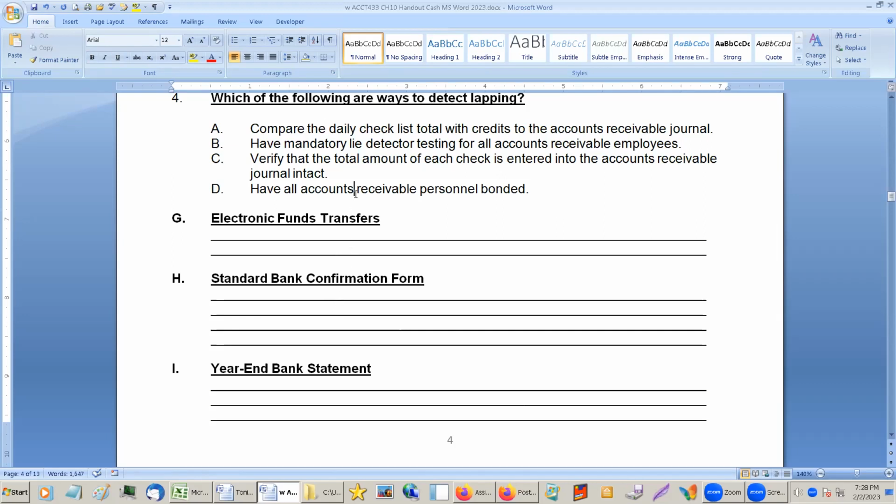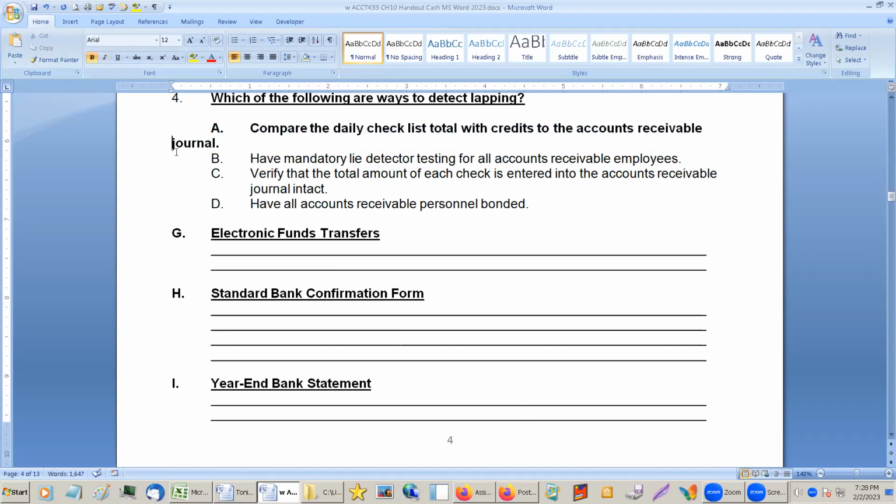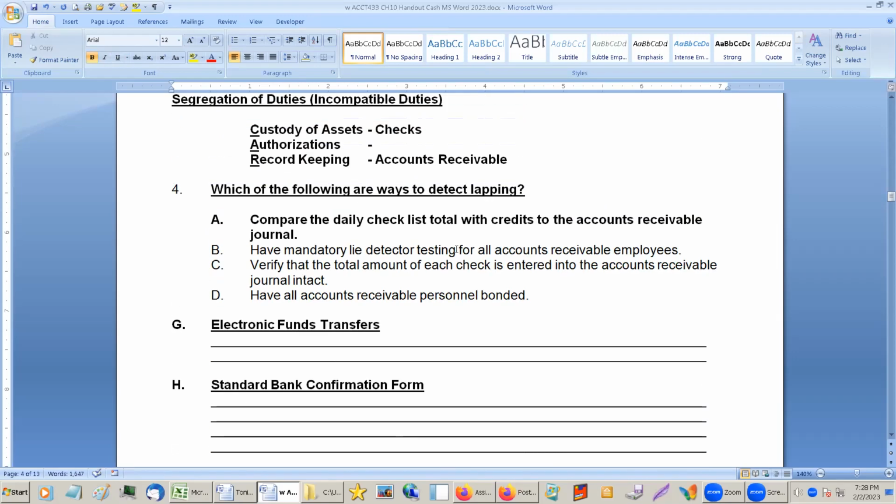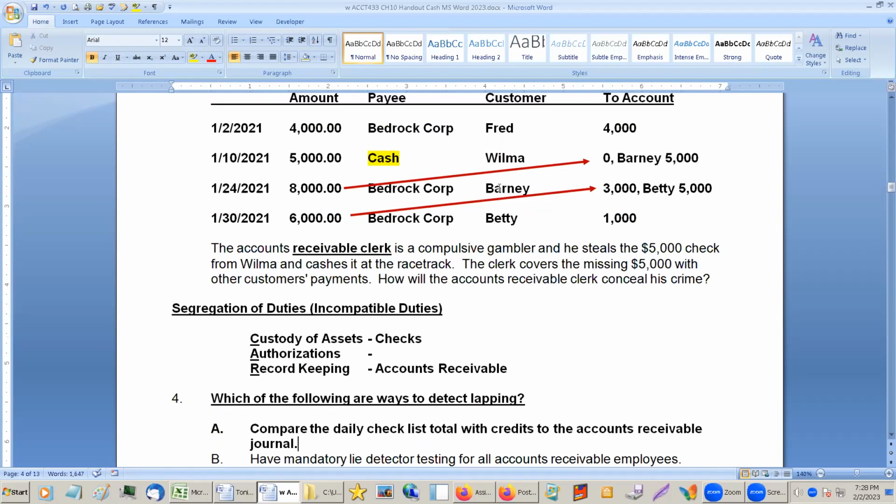Okay, so down here, which ways to detect? Man, I think there's more than one here. A and C. Yes and yes, very good. Take the daily list with credits to the accounts receivable journal. If they had picked up a $5,000 check coming in, and they looked at the amount applied to the accounts receivable journal and it was zero, well, that's a problem. What happened to the check?